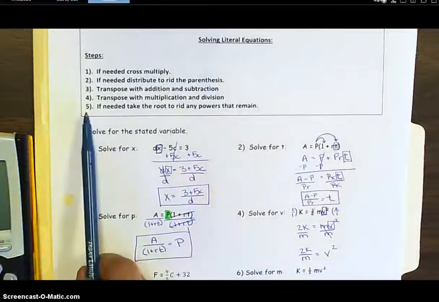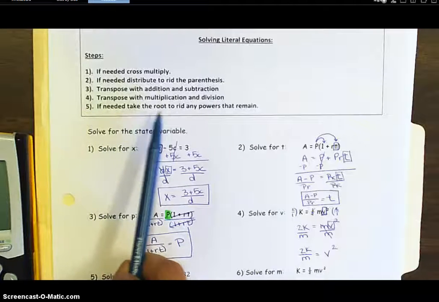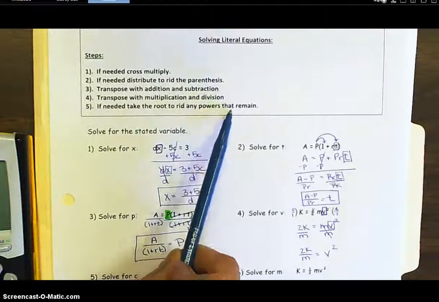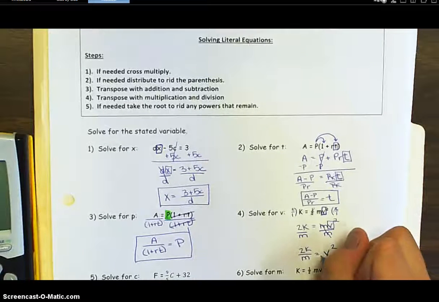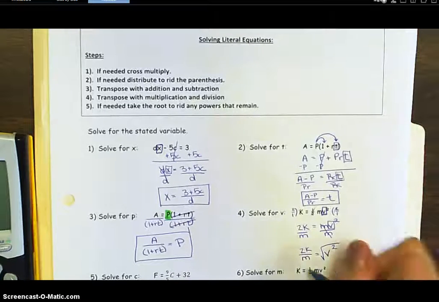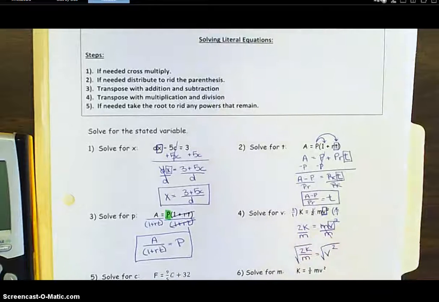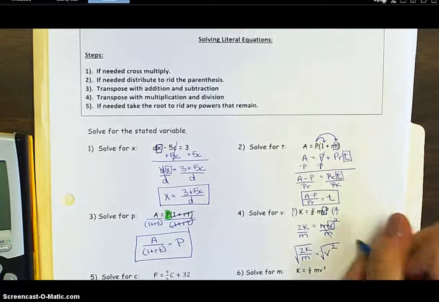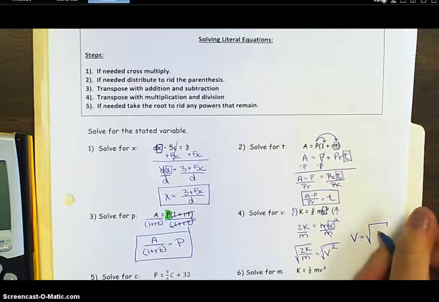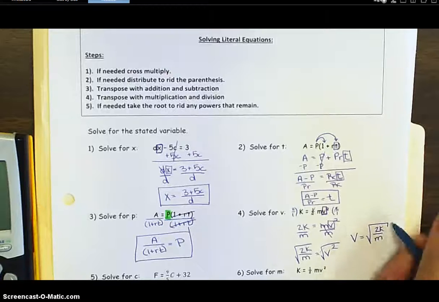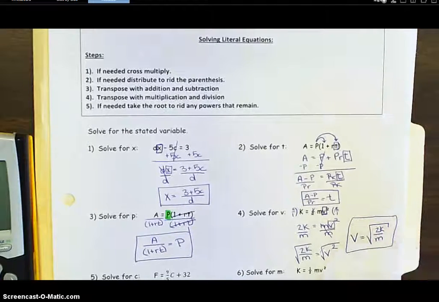Okay, so now we're going to go up to step 5. If needed, take the root to rid any powers that remain. So right now the v is being squared, so opposite of squaring is taking the square root. So we're going to take the square root. So now the square root and the squared are going to cancel. So our final answer here is v is equal to the square root, and everything is underneath that square root symbol. And we have our final answer.